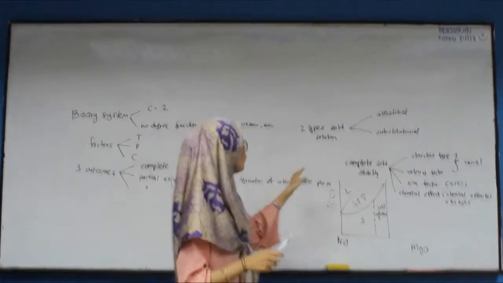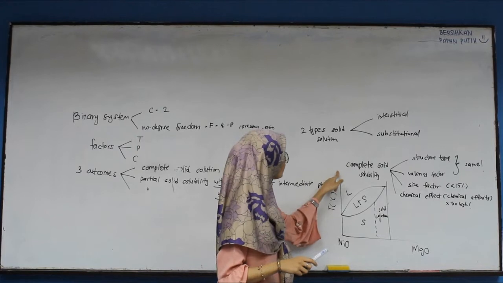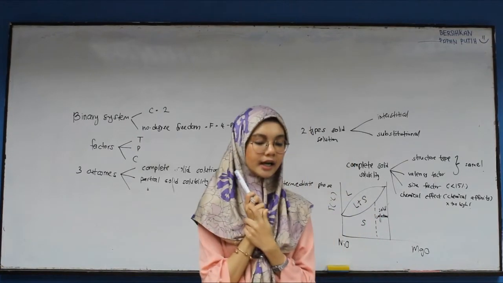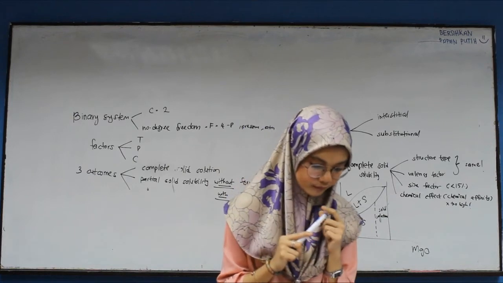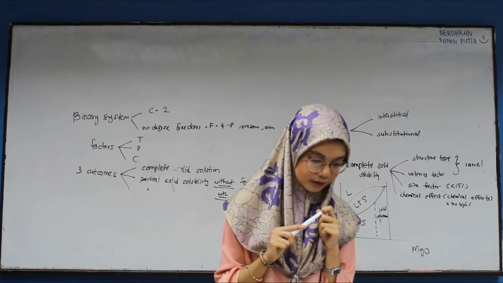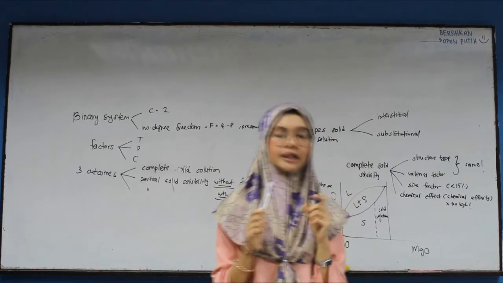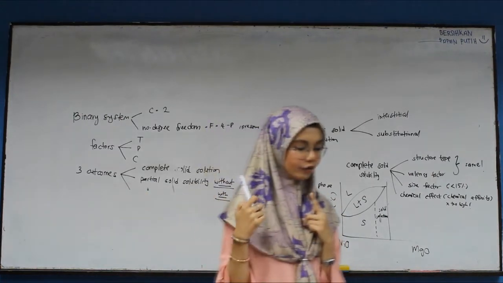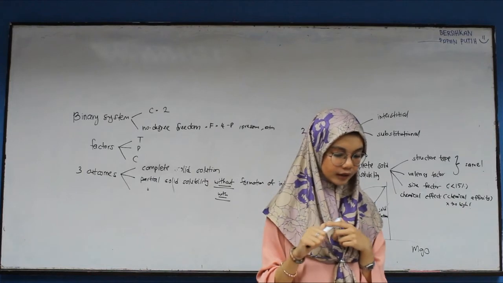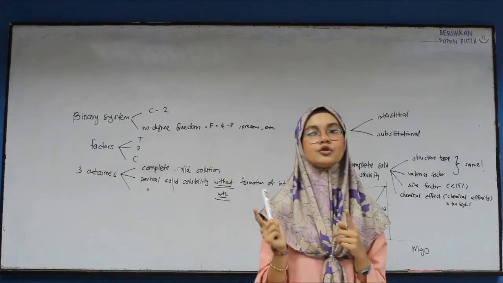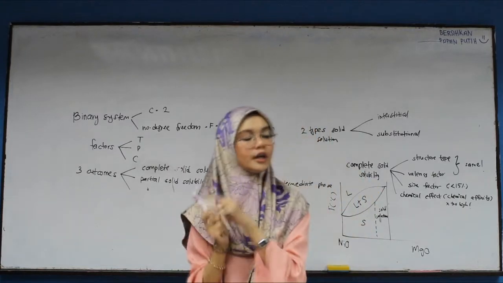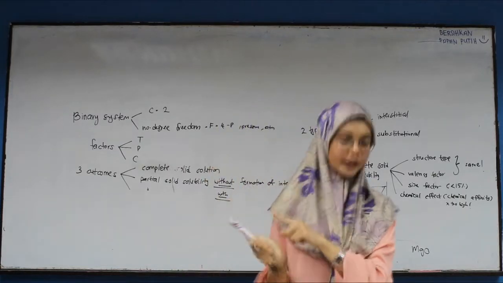Interstitial is if the solute atom is too small, then the interstitial solid solution will be more easily formed. For substitutional, it is a direct substitution between two ions, which is, a cation must be with a cation, and an anion must be with an anion.